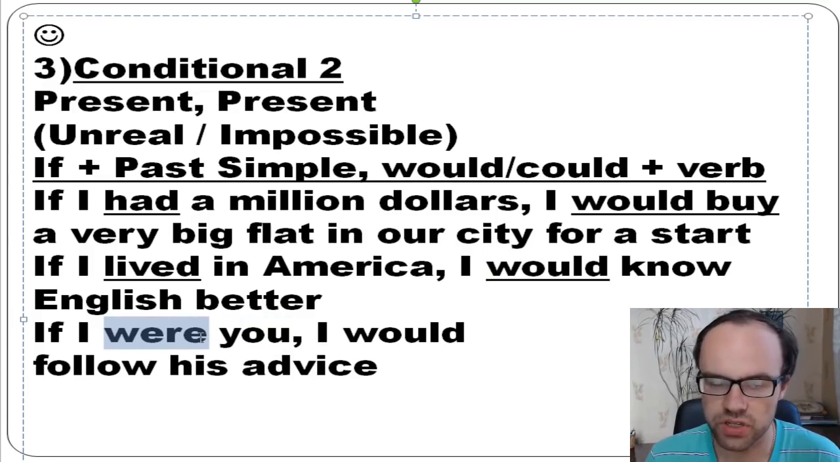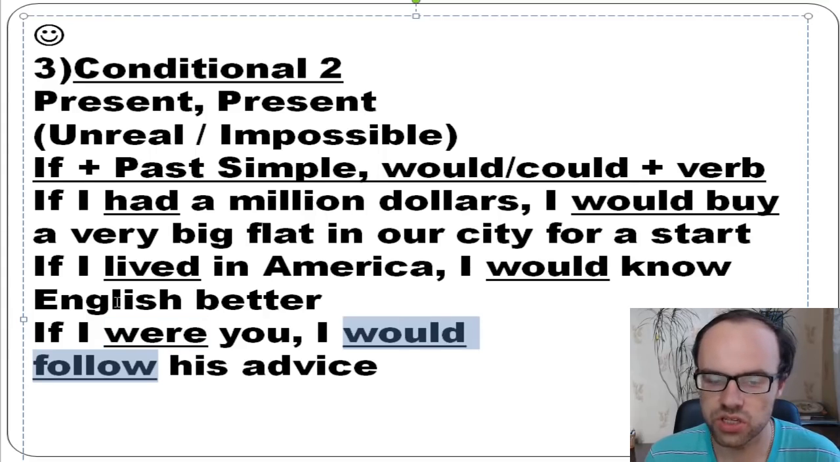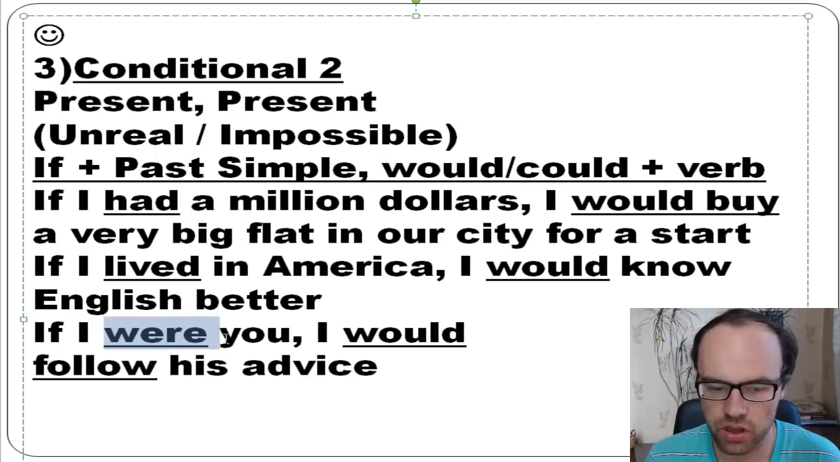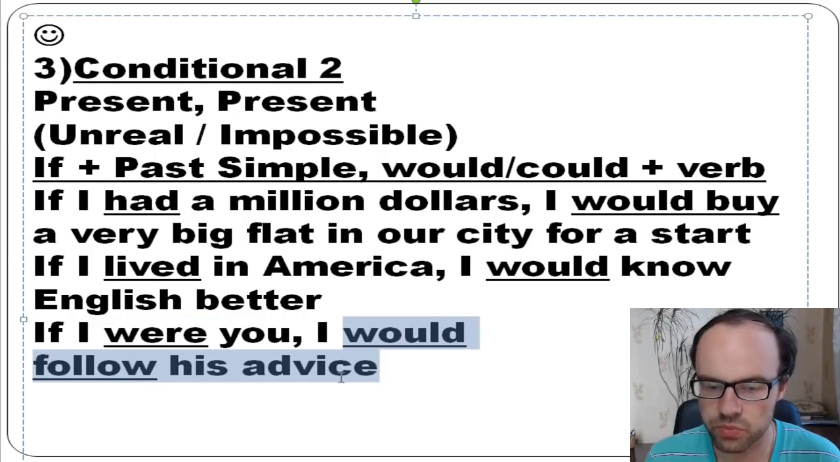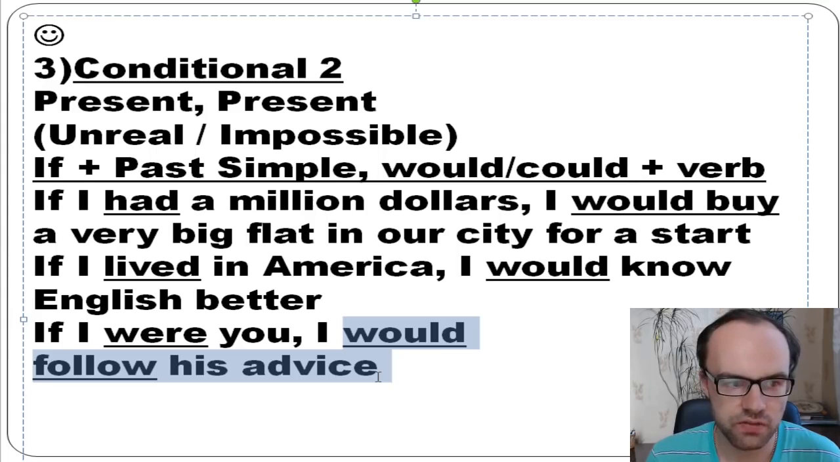I would follow his advice. If I were you, I would follow his advice. So you see, it's past simple, and you need to remember that we use were in conditionals, not was. So we say if I were you, if he were you, if she were you, it's okay. It's a rule for conditionals. You can use was, so you can say if I was, but you will sound more formal. So generally we use were, okay? So if I were you, it's past simple, I would follow, so would plus verb, his advice. Okay, very good.